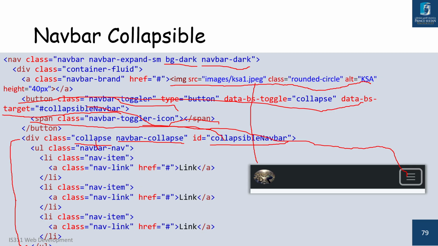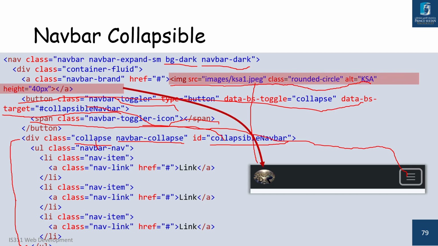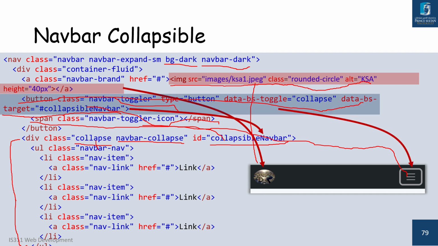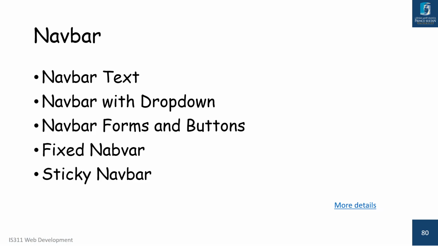Because it will check which button I need to open as a drop down menu when it is in the collapsible form. So the ID over there and the data-bs-target should be equal. And if we don't have the same name, then it is not going to work. For example, we are saying that this is an image, then this is our collapsible item, and then with this the name should be equal. So again, we have navbar text, navbar drop down menu, forms and buttons, fixed navigation bar, sticky navigation bar. We can put all these styles inside the navigation.